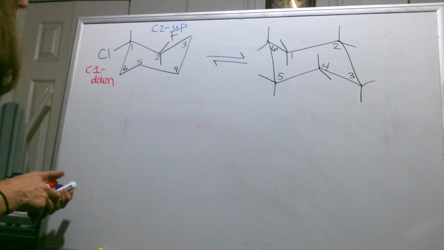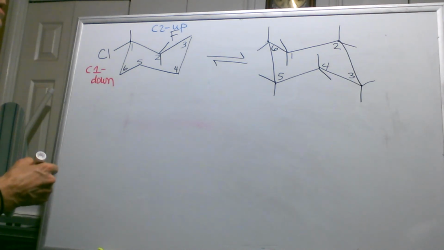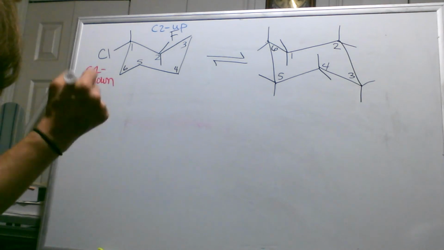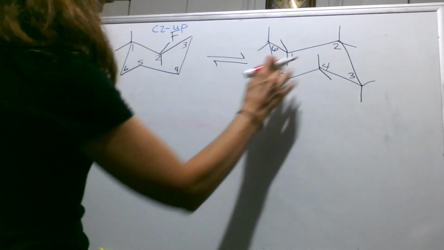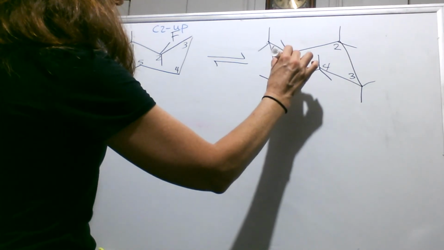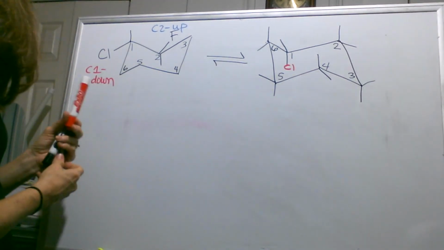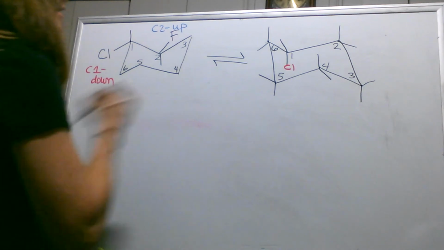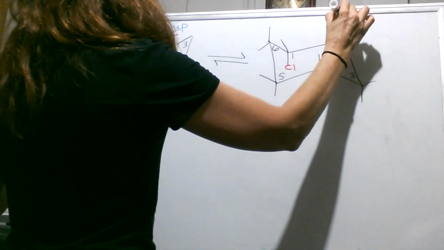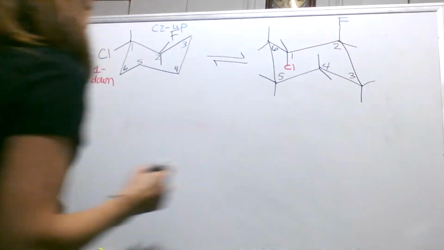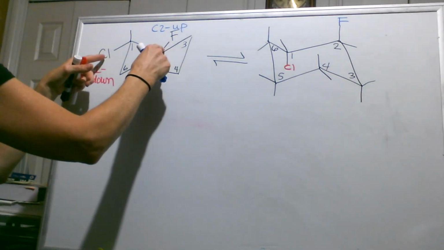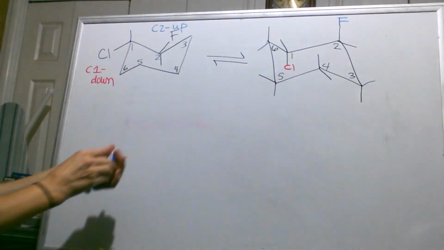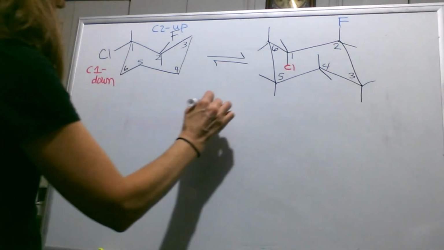The next thing we need to do is put the substituents on the proper carbon numbers in the proper direction. So we have a chlorine on C1, which is way over here. It's kind of unusual for our drawings, but there it is. Chlorine is on C1, pointing down, and the fluorine is on C2, pointing up. Okay, and notice that originally they were both on the equatorial positions, and they end up both on the axial positions. So that all works out.